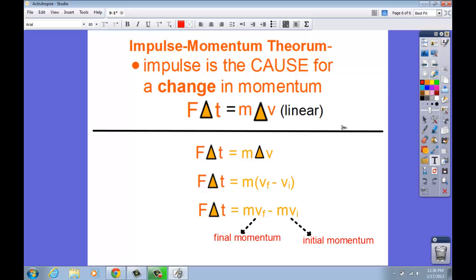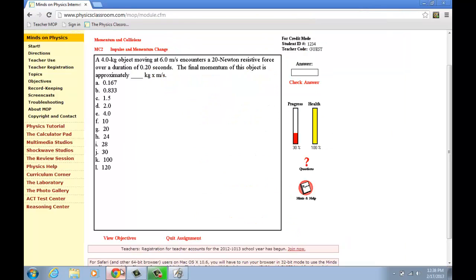So I can take these concepts that I've learned in previous chapters and apply them to the impulse-momentum theorem. One of the first things that we're going to look at is just some definitions from the Physics Classroom. I just want to remind you for MC2 to be very careful, because there are several different versions of the same problem. This one is asking for the final momentum of this object. Sometimes it will ask for the impulse, sometimes it will ask for the change in momentum. Remember that as long as you have F and t, or m and delta V, you can find the impulse and the change in momentum because they are numerically equal.